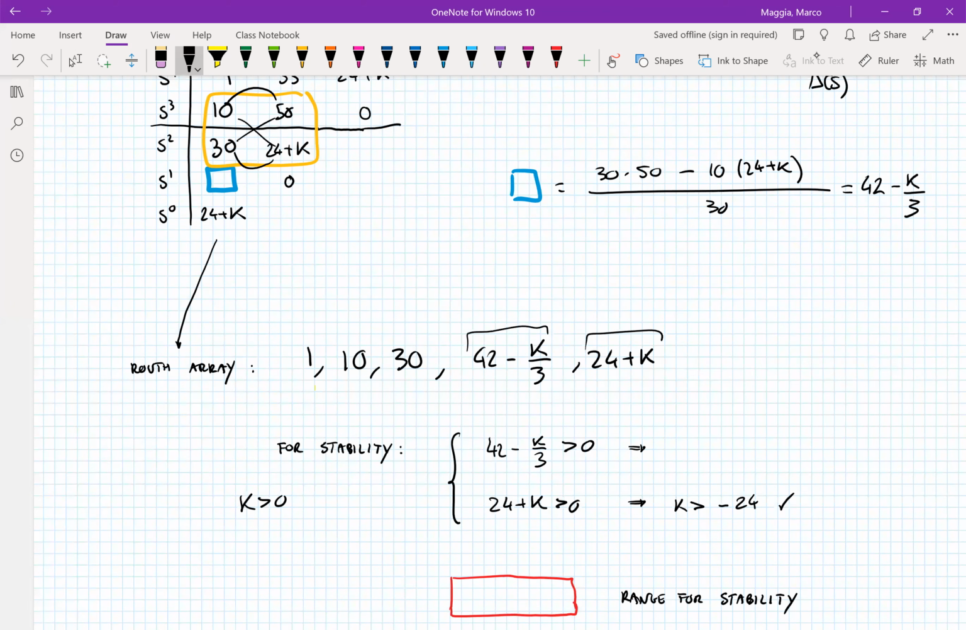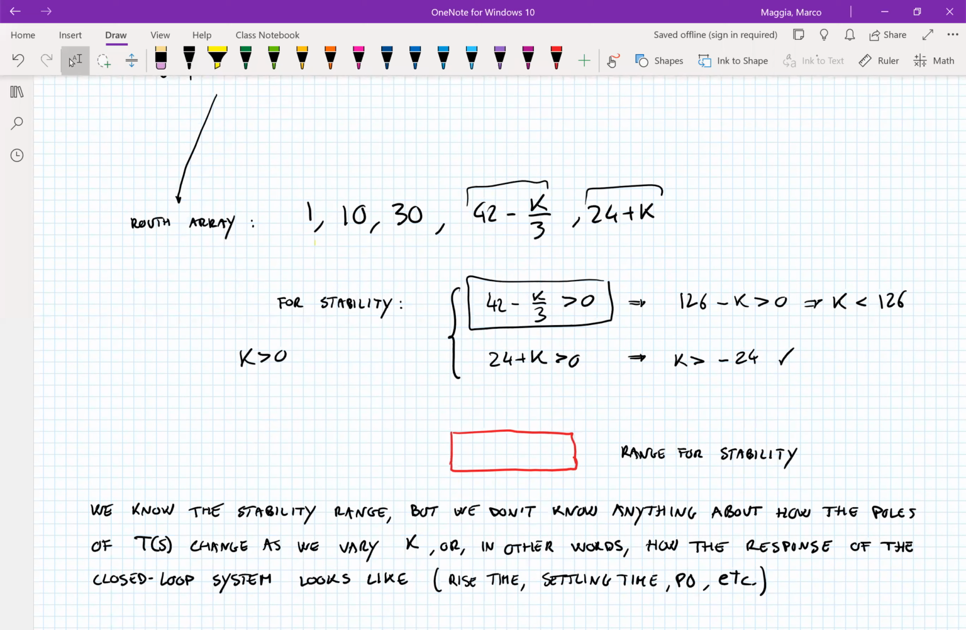But from the first inequality, if we multiply everything by 3, we have 126 minus k greater than 0, which implies that k has to be less than 126. So the range for stability is that k must be between 0 and 126. So if you have any value of k between 0 and 126 excluded, then your closed loop poles will all lie on the left-hand side of the S-plane.